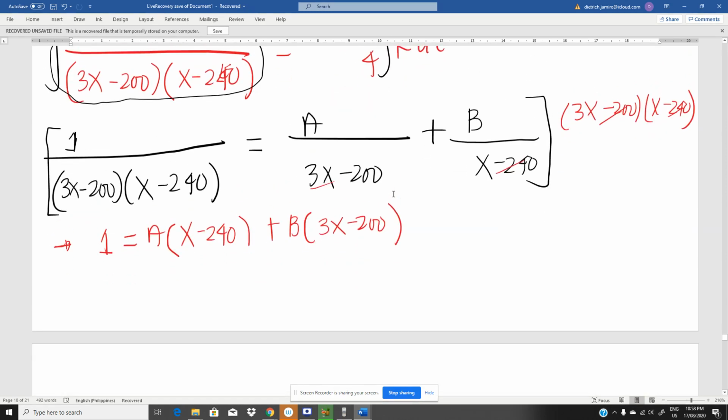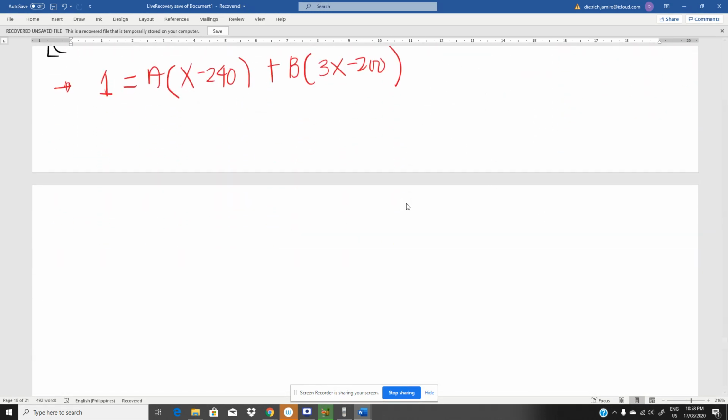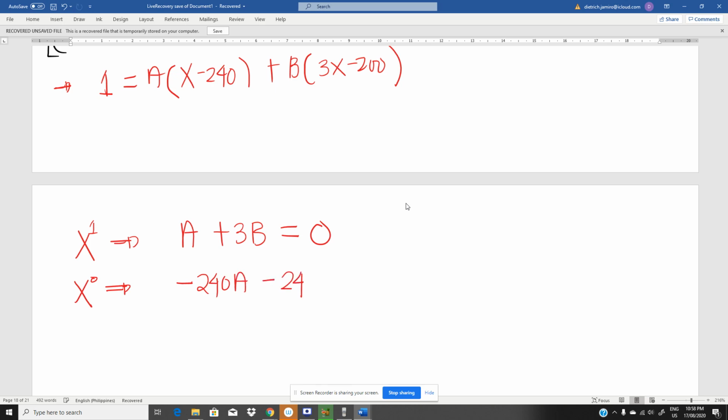And then we will have, for x to the first degree, a plus 3b is equal to 0. And then for our x raised to 0, which is our constant term, we will have negative 240a minus 200b is equal to 1.